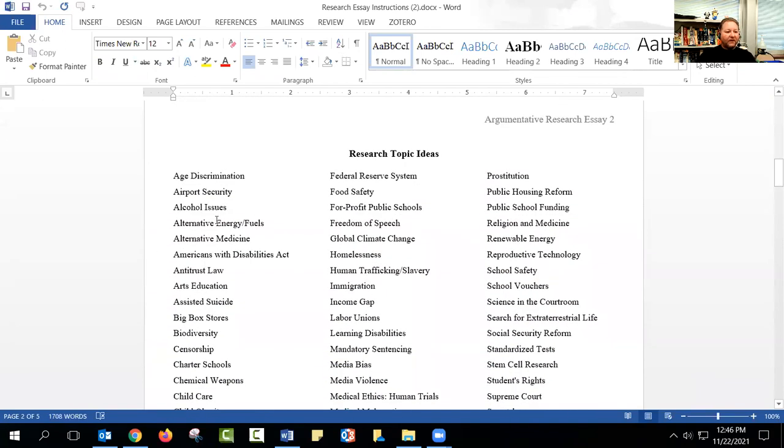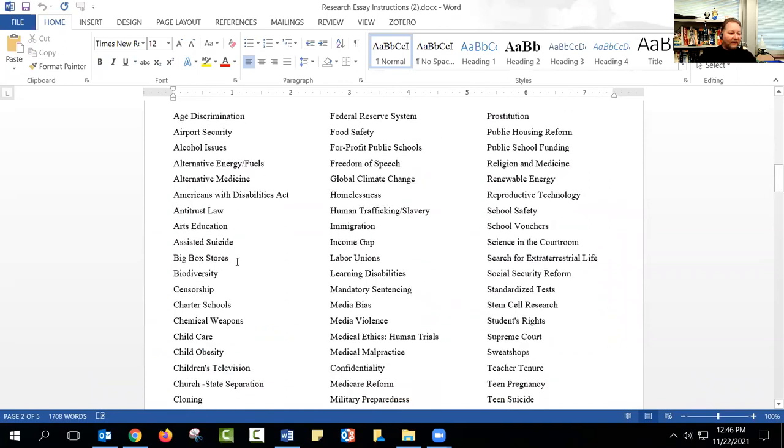And then going through here, I'm not going to read through all these because you can read all these yourselves, but these are all topics, right? I want to make that really, really clear. These are not thesis ideas. These are topics, okay? So if we have big box stores, all right? So we're talking about like Walmart, things like that. So in itself, it's not a thesis. It's just a topic, right?